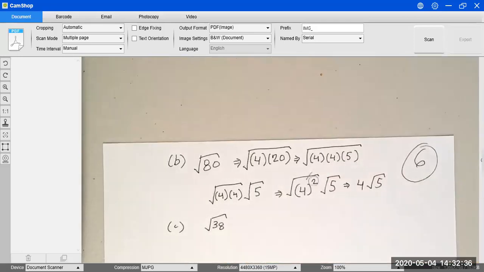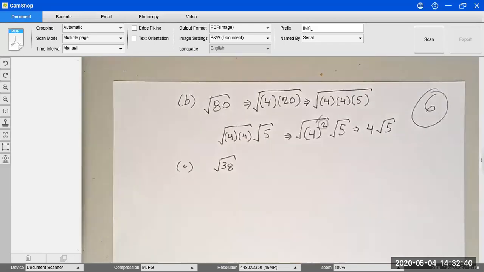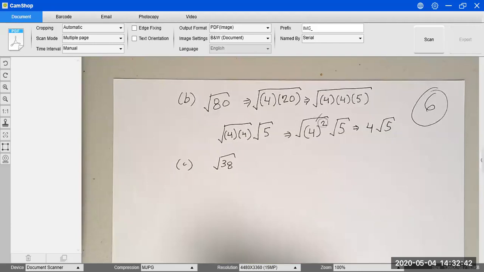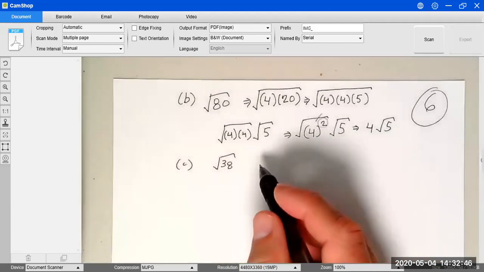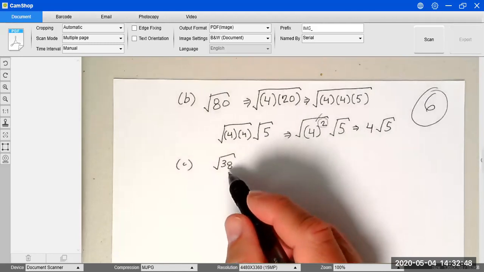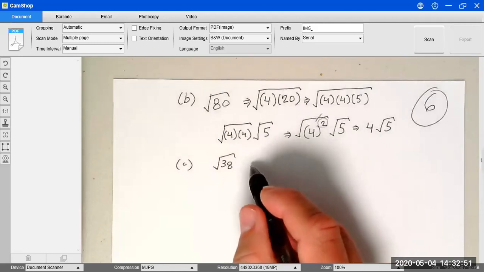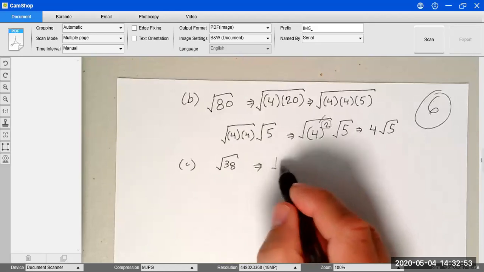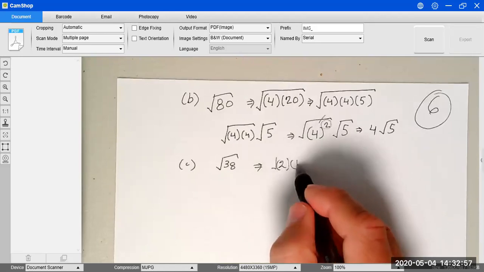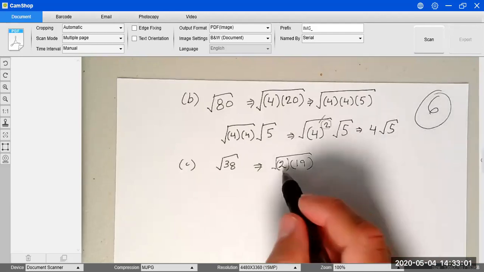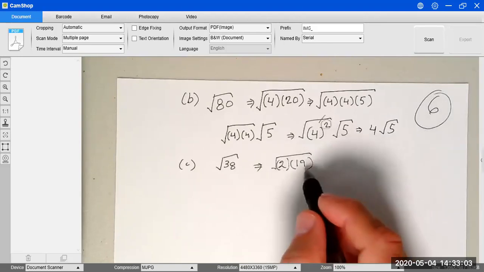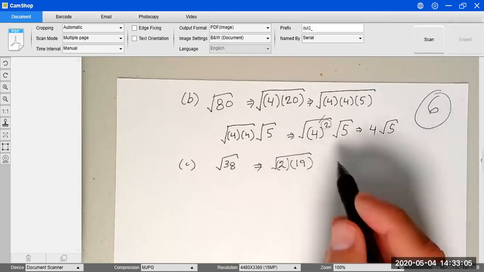So in order for us to use the product rule for square roots, you need to find two factors of 38, one of those being a perfect square. So you can get factors of 38. You can just write this as maybe 2 times 19, but 2 is not a perfect square. 19 is not a perfect square either, so there is no point of doing this.